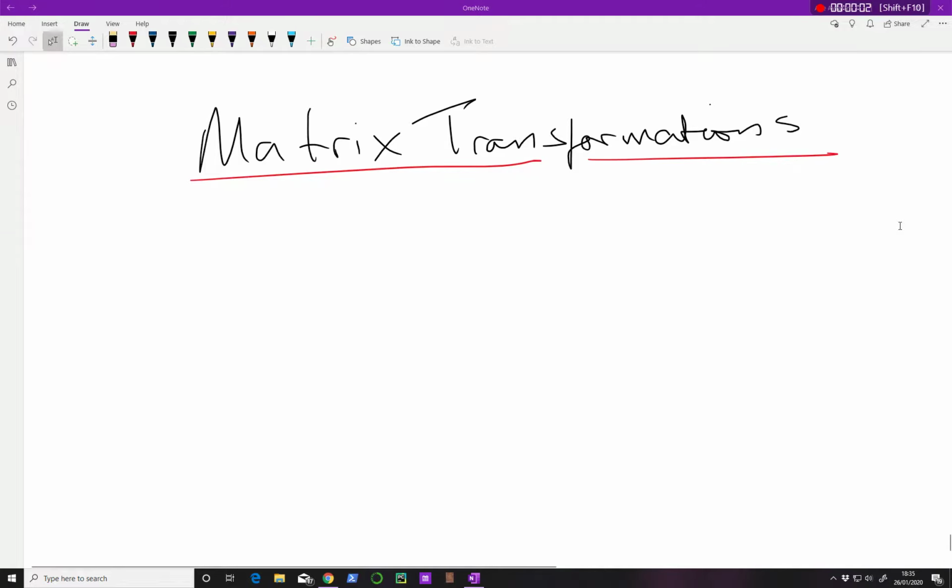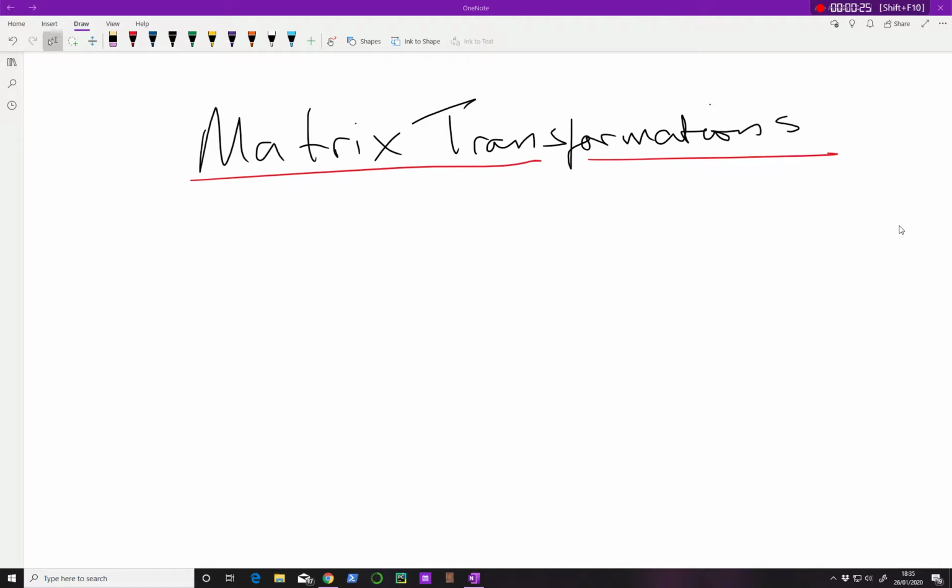Hi. So I'm just going to talk quickly about matrix transformations because it's a question that's come up in one of my tuition sessions. So I thought it would be a good idea to just run through some basic principles and then to apply those principles onto an exam question.